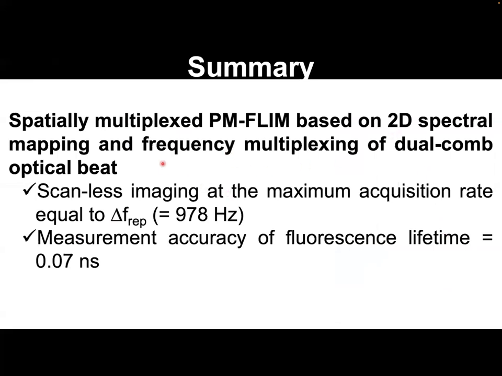So we demonstrated spatially multiplexed fluorescence lifetime imaging based on 2D spectral mapping and frequency multiplexing of the dual-comb optical beat. The scanless imaging is achieved at the maximum acquisition rate equal to delta f-rep, or 978 Hz. And the measurement accuracy of fluorescence lifetime was determined to be 0.07 nanoseconds.